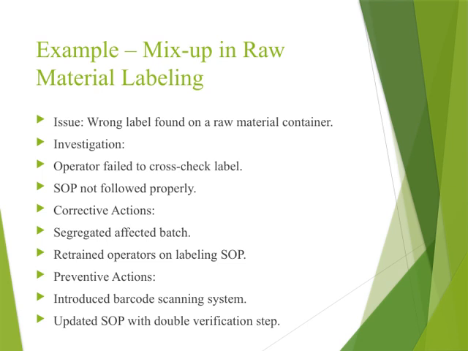Looking at preventive measures, we introduced a barcode scanning system to improve accuracy and reduce human error. We also updated the SOP to include a double verification step, ensuring that 2 separate checks are performed before any raw material is used. This example highlights how a small mistake can be tackled through proper investigation, corrective actions, and preventive strategies, all of which are essential components of our overall quality management approach.